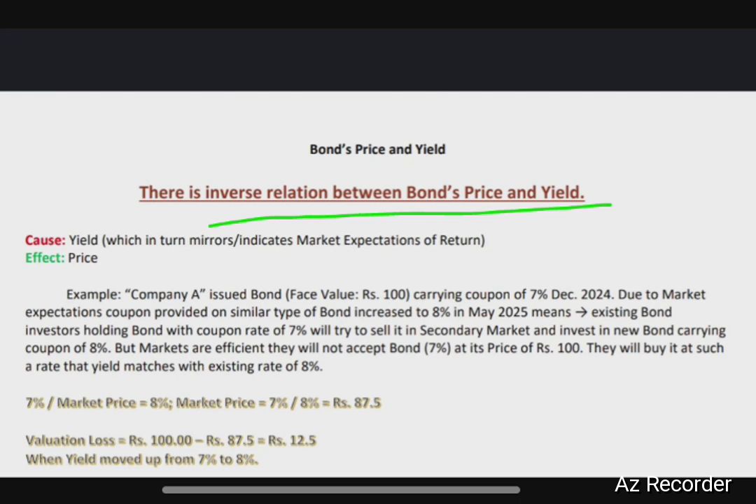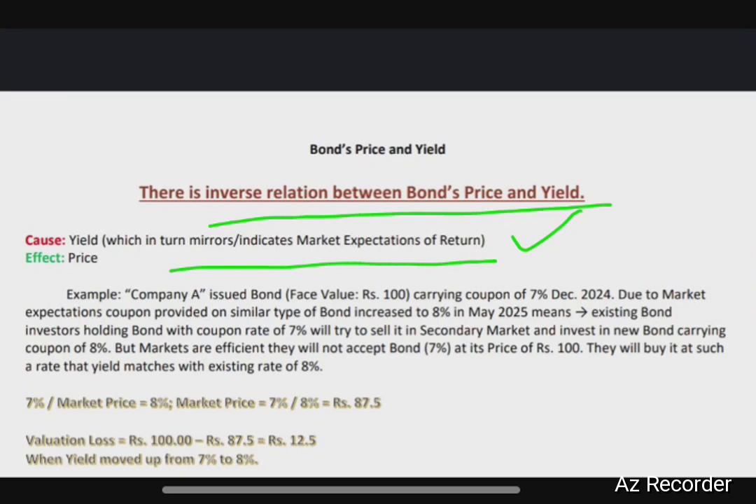So when there is an inverse relationship, we need to find out what is the cause and what is the effect. The cause is the yield. Yield affects the price, it's not the other way around. Price doesn't affect yield, yield affects the price. And yield indicates market expectations of return. Now this is more of a fact of this concept.